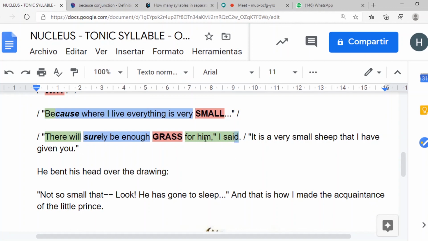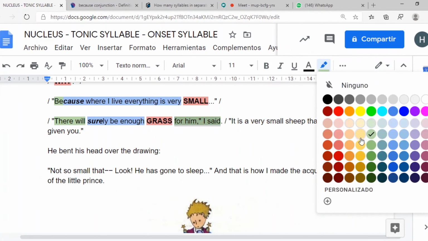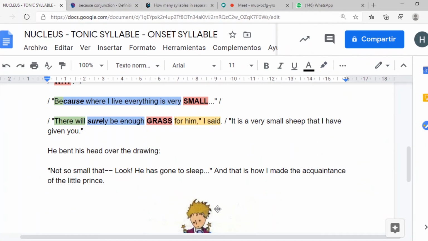Sorry, this is not this color. This is this one. Okay.